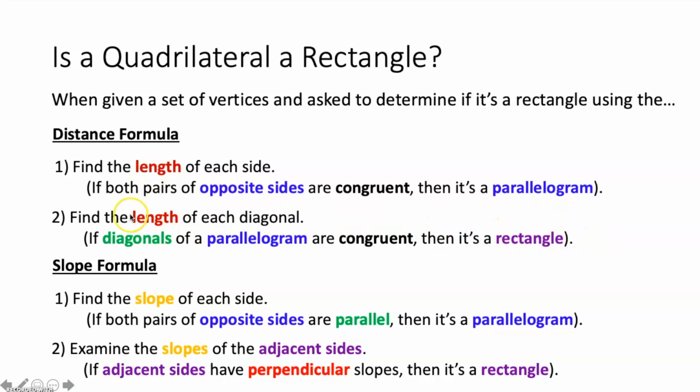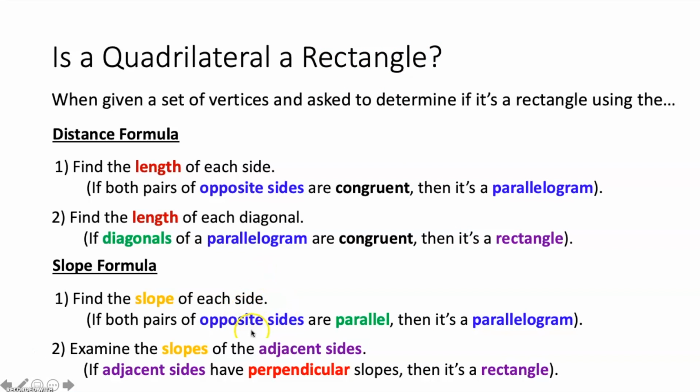The other way to do it would be to use the slope formula. So you would find the slope of each side. If both pairs of opposite sides are parallel, then you know it must be a parallelogram, and you can move on to step 2. If both pairs of opposite sides are not parallel, then you automatically can say it's not a rectangle and be done.